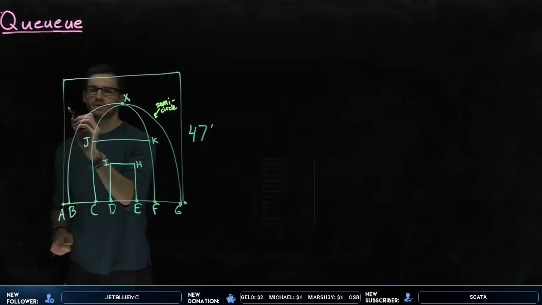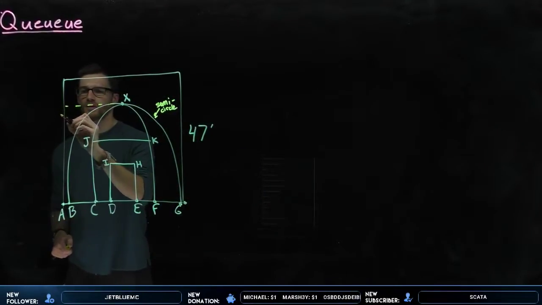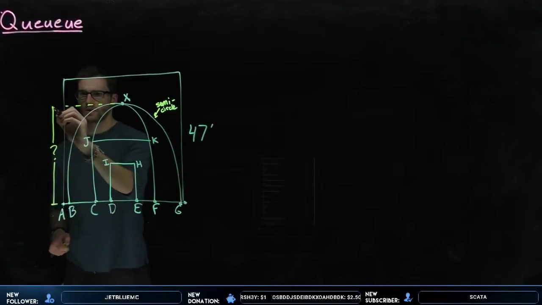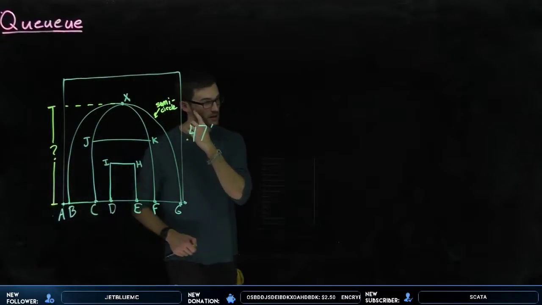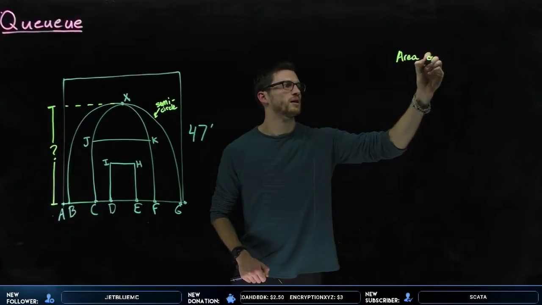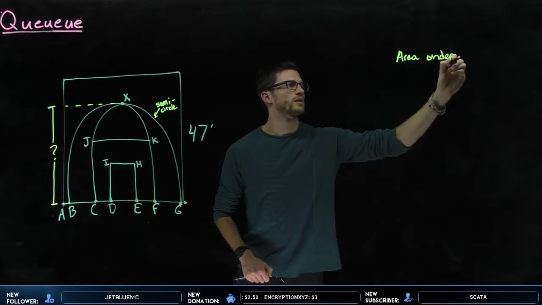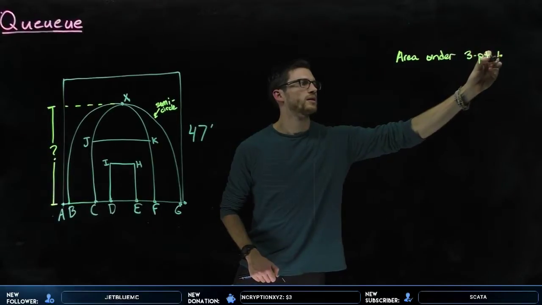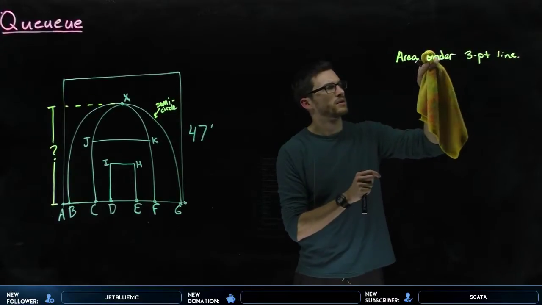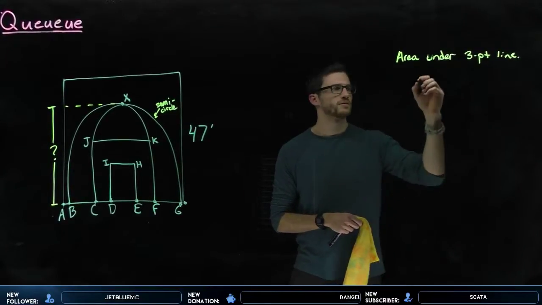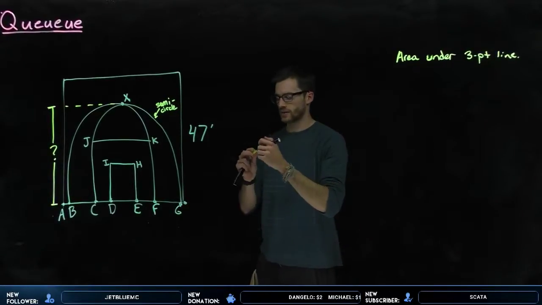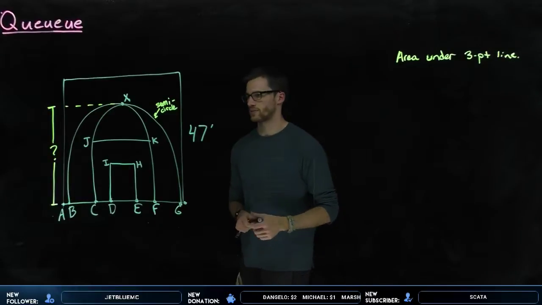I want to know this height right here. That's what we're going for. And I want to know that because I want to know the area under the 3-point line. Can you see that? Great. That's what we want, but we have to get there. And obviously I haven't given you enough information yet to make this possible.